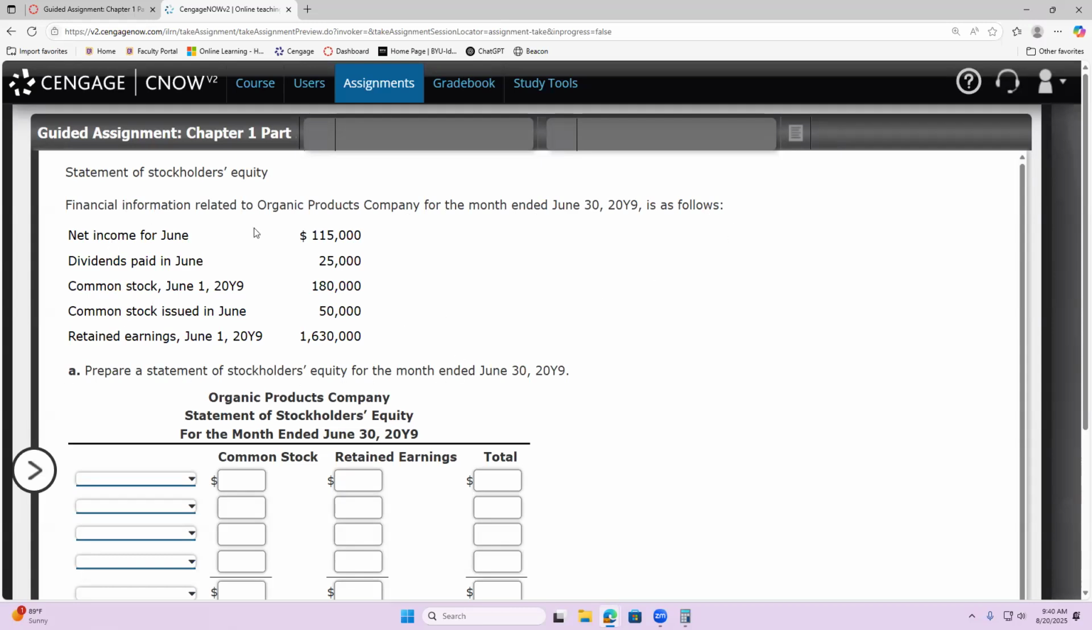So we can see that they had net income of 115,000. They paid out dividends of 25,000. Remember, all dividends is money that we pay out of the business to the owners or to the stockholders.